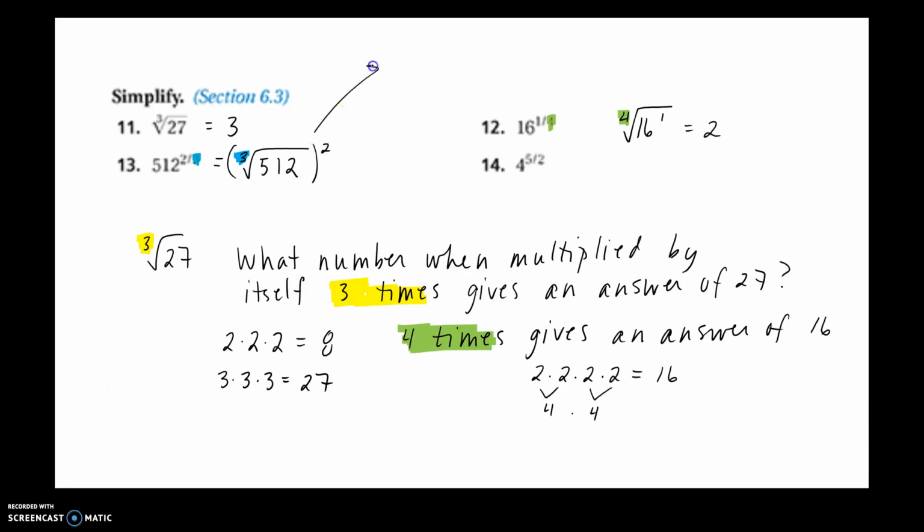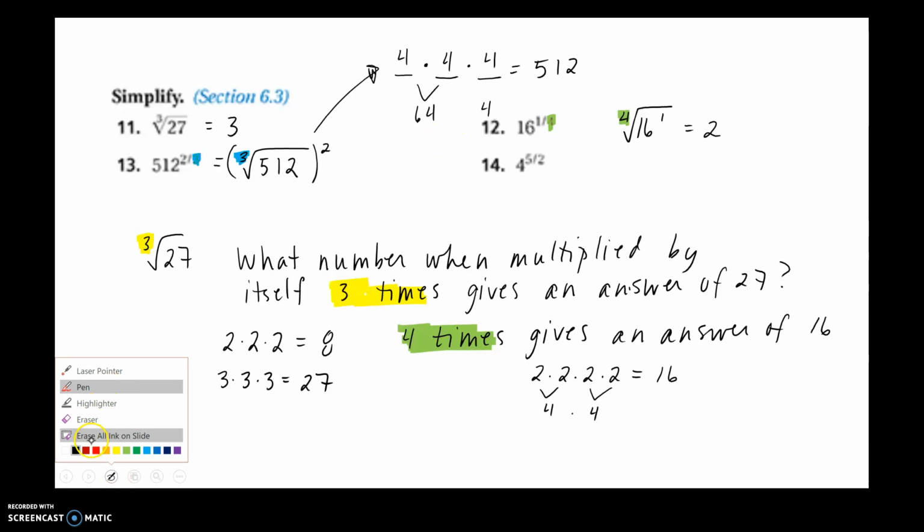So I'm taking the cube root. Again, find the number. What number, when multiplied by itself 3 times, will give you 512? Well, 2 is definitely not it. 3 is definitely not it. Let's look at 4. 4 times 4 is 16, and 16 times 4 would give me 64. So 4 is not going to work.